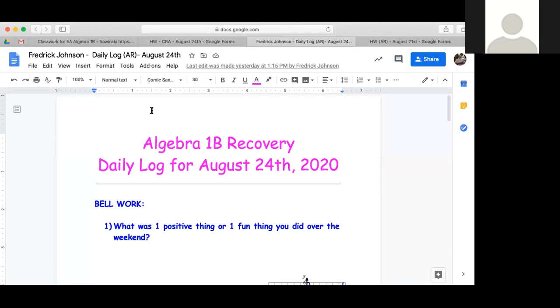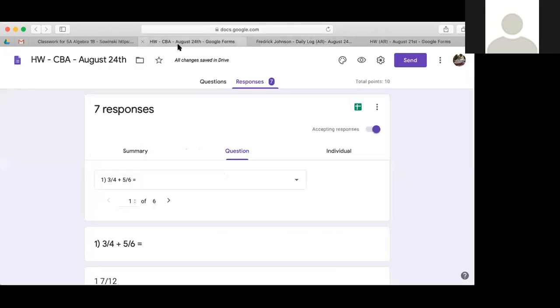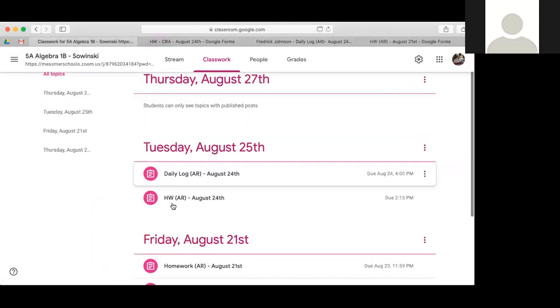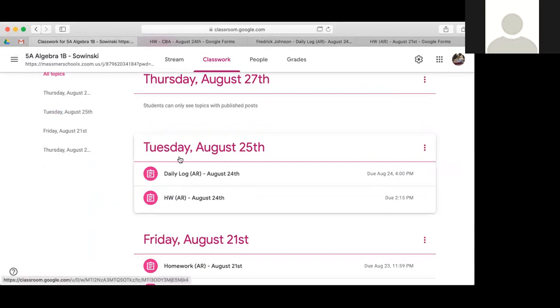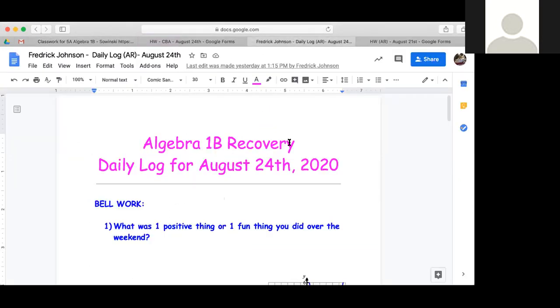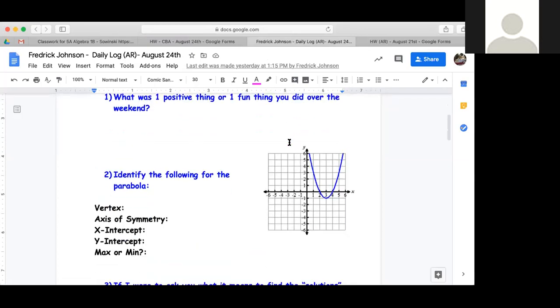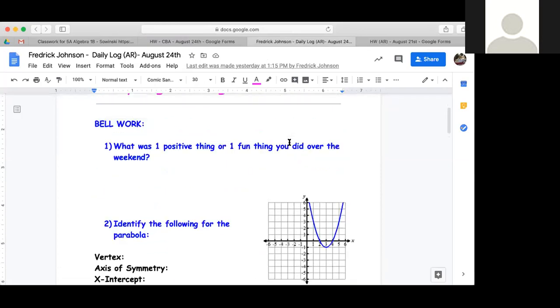So first thing I want you to do is to go to your learning log. Remember, when you go into here, it's going to be under Tuesday, under today in your daily log, August 25th. It says 24th here, but it's under Tuesday, August 25th. So go into your daily log. When you go in there, you'll see this screen right here, and you'll have 3 questions for bell work to go over. That is a review from what we did last week. So go over that, please.